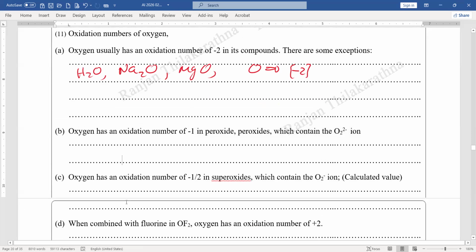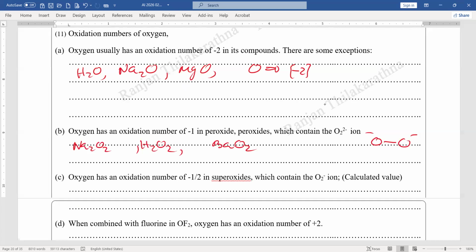Oxygen has an oxidation number of -1 in peroxides, like this: Na2O2, H2O2, BaO2. In this case, oxygen is -1 because when oxygen is bonded with an identical atom, we can't assign any oxidation state between them. But because of the negative charge, oxygen will get -1. So each oxygen will be in the -1 oxidation state.